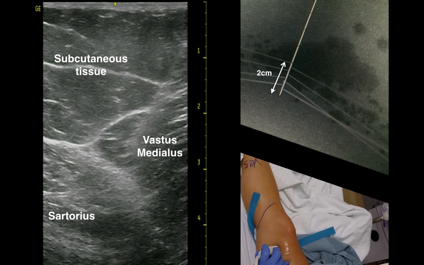In this example, the upper right panel shows the outflow pattern from a 20 gauge pencil point needle with fenestrations along the distal 2 centimeters. The ultrasound clip shows this needle being advanced in plane across the space between the vastus medialis and sartorius muscles. Note the distribution pattern that results from an injection of a 15 ml volume.